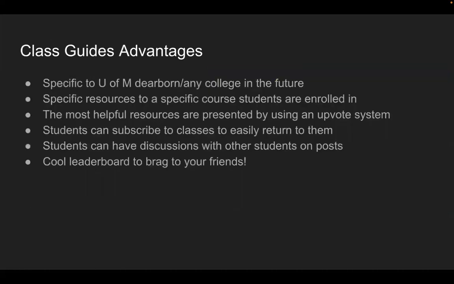The advantages to Class Guides are that right now it is specific to the University of Michigan-Dearborn. It could be rolled out to future colleges with just a little bit of tweaking to the color scheme and any possible additional features that get implemented. It allows specific resources for a specific course that students are enrolled in and that they can subscribe to. And the most helpful resources are presented by using an upvote system, which will allow the highest voted comment to appear at the top unless the student decides to filter it differently.